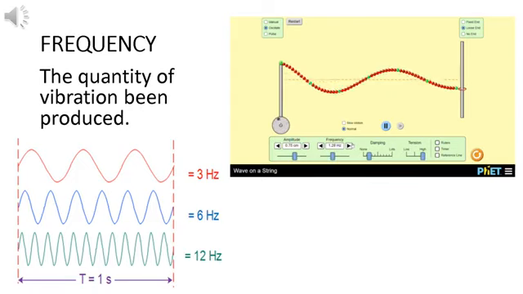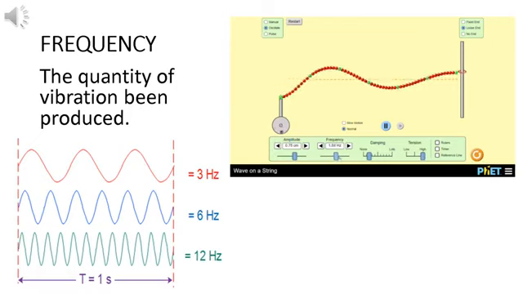And dito rin sa figure, yung 3 Hz, for example, meron lang na-produce na 3 crests. Yung 6 Hz, merong 6 crests. And yung 12 Hz, merong 12 crests within a certain period of time. So mapapansin nyo yung difference sa dami ng hertz, dami ng crests in the same period.